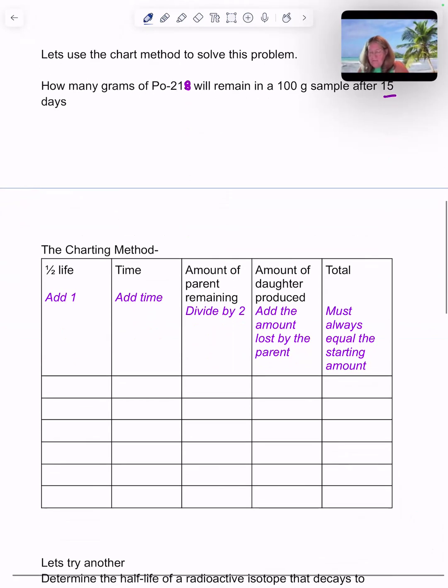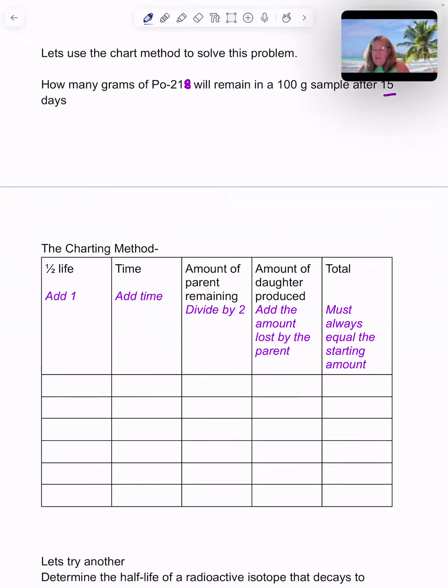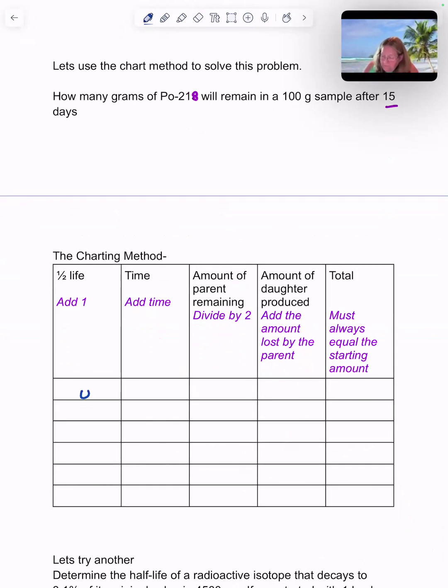So in the charting method, you set up basically half-life, time, parent, daughter, and total. For your half-life, you're going to add 1 going down the chart. You always start at 0. And you can just go ahead and put in your numbers: 1, 2, 3, 4, 5, depending on how many half-lives you need. Now we're doing polonium-218. So at time 0 is 0. We're going to have 1 half-life every 3 days. So 3, 6, 9, 12, 15. I get to stop here because we're looking for 15 days.